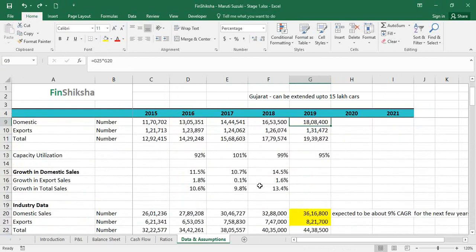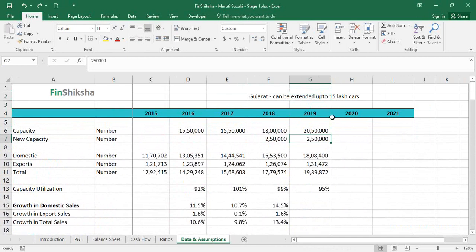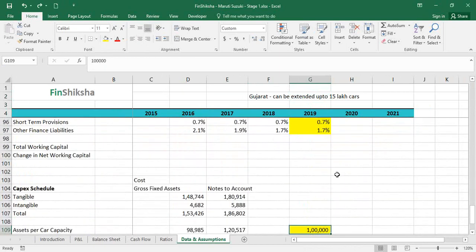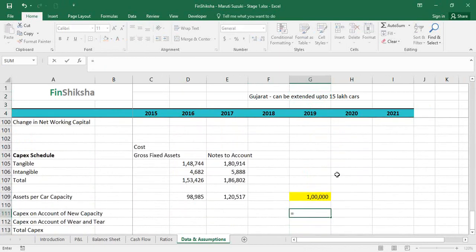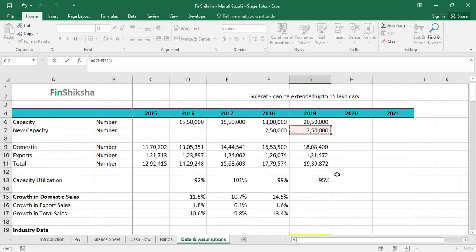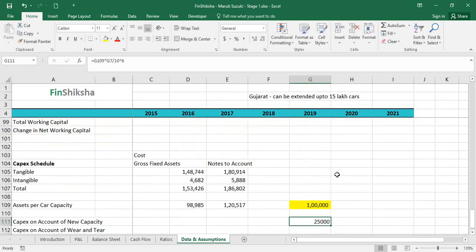Now, when the company says that it is going to add capacity by 250,000 cars this year, what should be the total capex? For every car, effectively, you need 1 lakh rupees. So capex on account of new capacity is 1 lakh multiplied by the entire capacity addition, and divide that by 10 raised to 6 to convert this to millions. So you will do about 25,000 million, 25 billion or 2500 crore worth of capex next year, right? Logical. So roughly 2,500 crore of capex is needed in order to increase capacity by 2.5 lakh cars per annum.